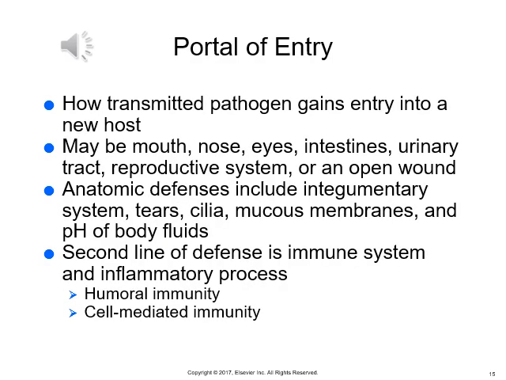The fifth link in the chain of infection is the portal of entry, and this is how transmitted pathogens gain entry into new hosts. It can be by mouth, nose, eyes, intestine, urinary tract, reproductive system, or an open wound.